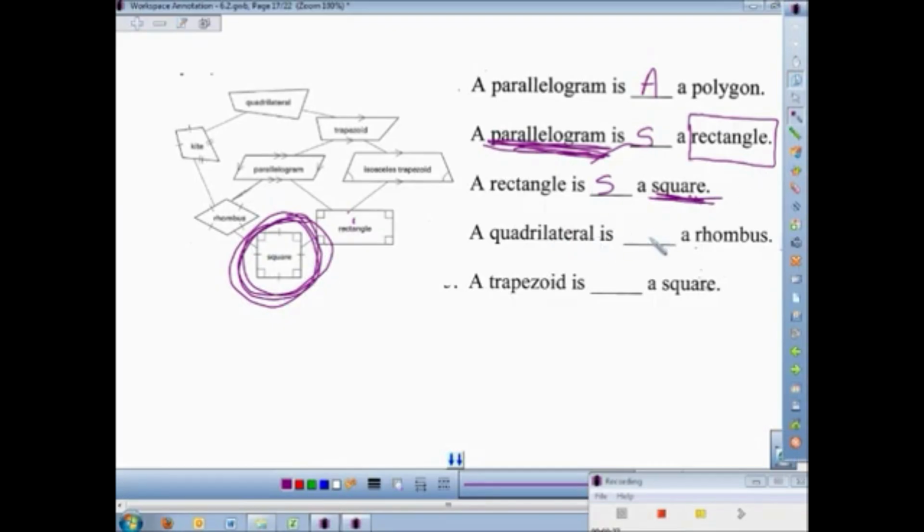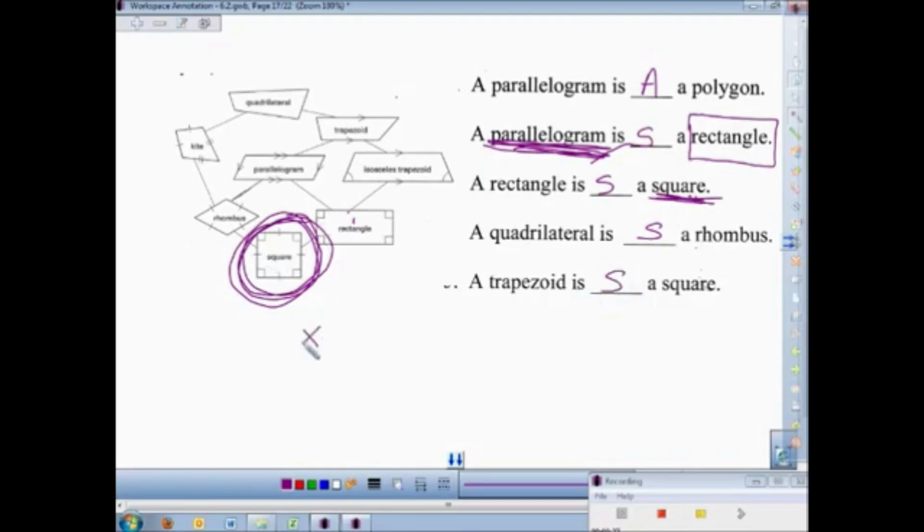So let's do quadrilateral. A quadrilateral will always be a rhombus, sometimes be a rhombus, or never be a rhombus. Well, quadrilateral is above rhombus, so that answer is sometimes. A trapezoid will always be a square, sometimes be a square, or never be a square. A trapezoid is above square in the hierarchy, so that answer is sometimes.